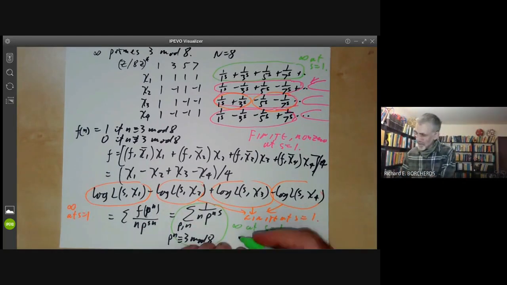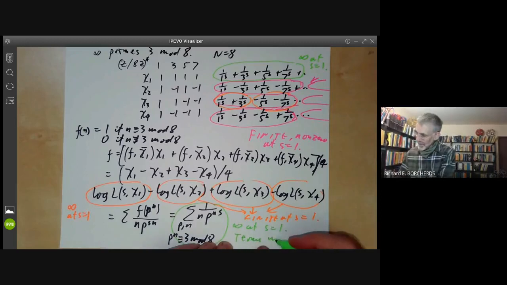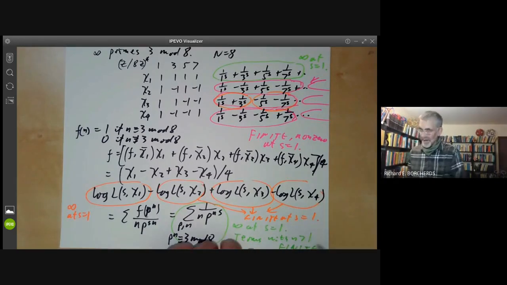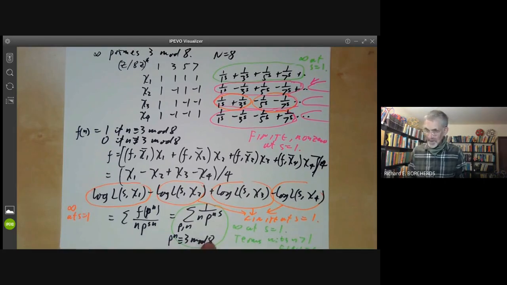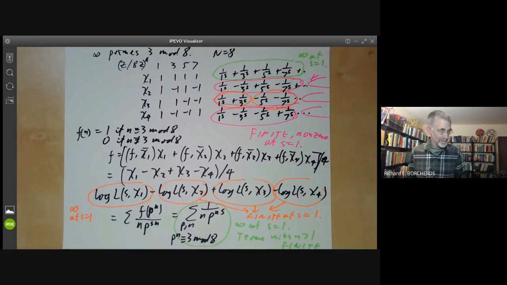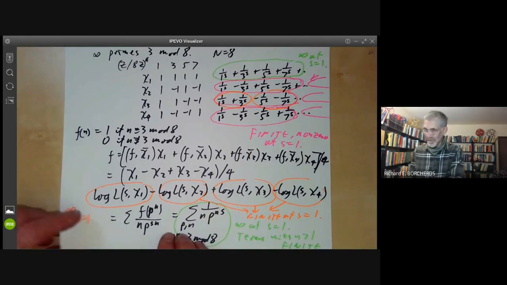And the terms with n greater than 1 are finite by exactly the same argument that we used for Euler's proof that there are infinitely many primes. So the terms with n equals 1 at s equals 1 must be infinite, which means there are infinitely many primes that are 3 modulo 8. So that's Dirichlet's very ingenious proof.